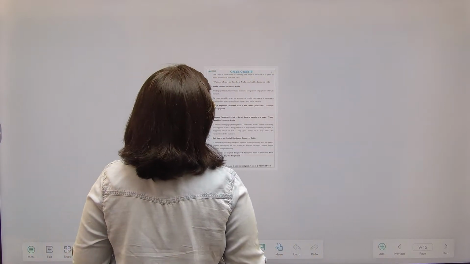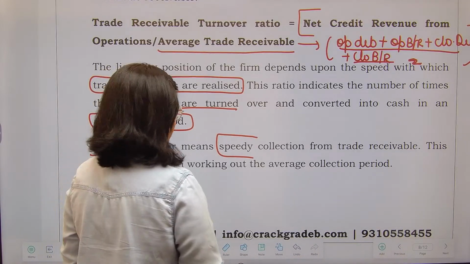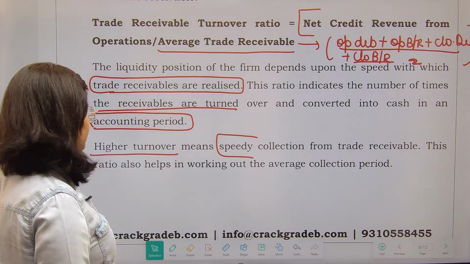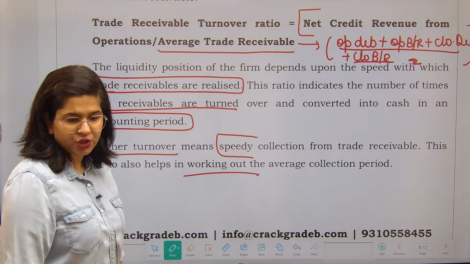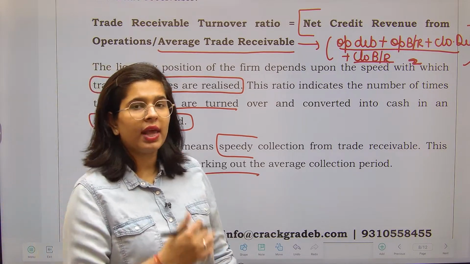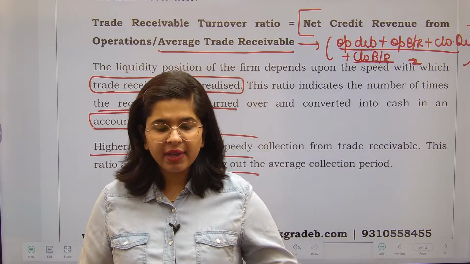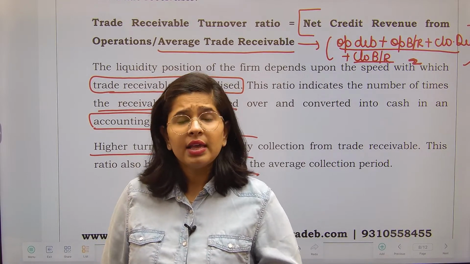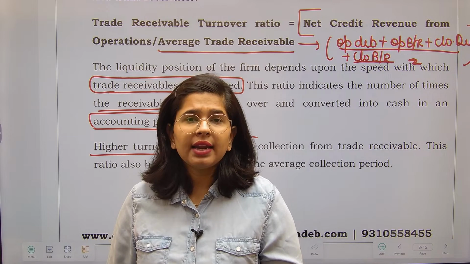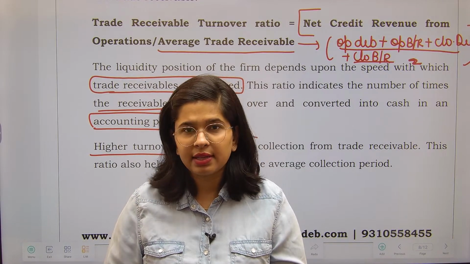Now next, sometimes they can also talk about the average collection period, right? So this ratio also helps in working out the average collection period. Like, if someone has told me that they have a debtors turnover ratio of 10, I would like to ask, in how many days on an average are you able to collect your debtors, right?